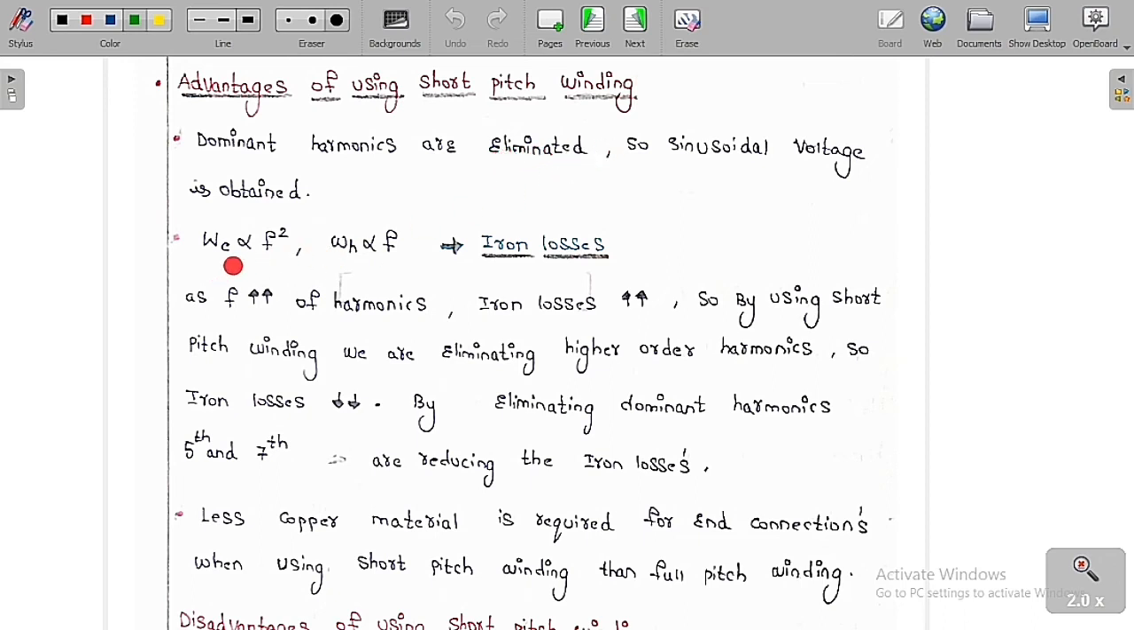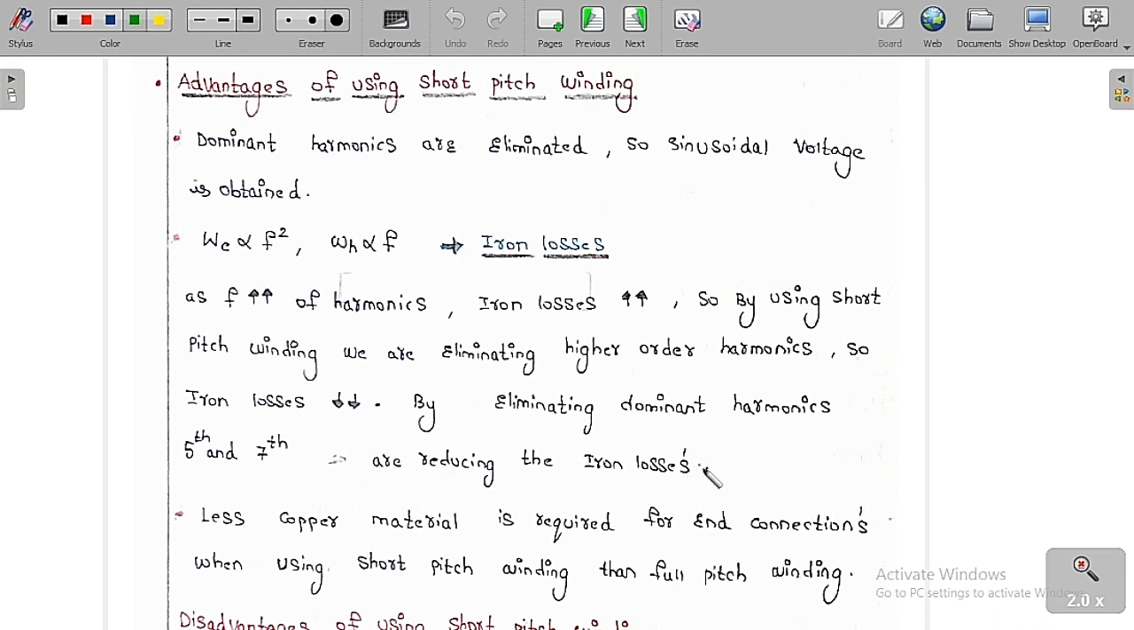Similarly, for the iron loss, the eddy current loss is directly proportional to the frequency squared, whereas the hysteresis loss is directly proportional to the frequency, whenever the maximum flux density is constant. The summation of the hysteresis loss and the eddy current loss is called the iron loss. As the frequency of the harmonics increases, the iron losses increase. So by using short pitch winding, we are eliminating the higher order harmonics, so iron losses decrease. By eliminating the dominant 5th and 7th harmonics, we reduce the iron losses.